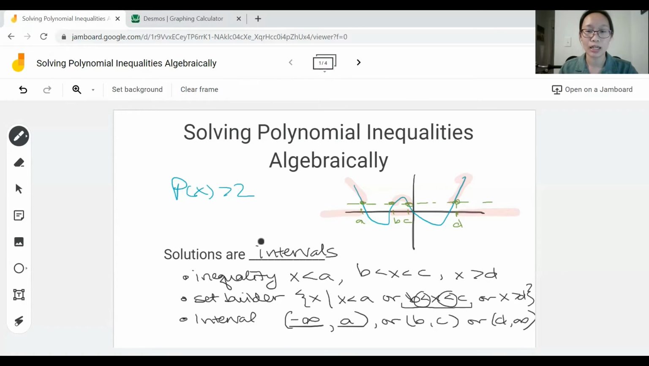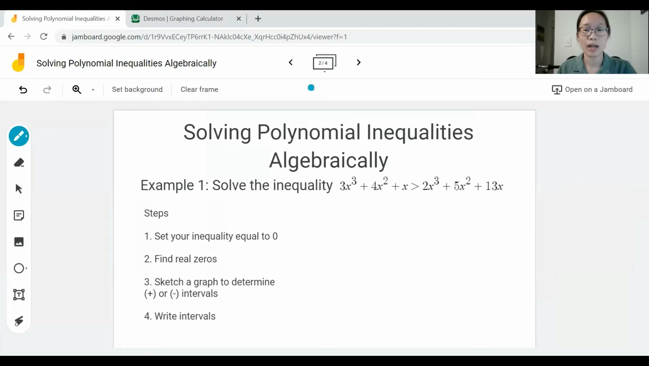Let's take a look at an example. In this example, we're asked to solve the inequality 3x cubed plus 4x squared plus x is greater than 2x cubed plus 5x squared plus 13x. When we solve an inequality algebraically, it's similar to solving an equation. So we're going to set our inequality equal to 0. Then we're going to find our zeros, and then we're going to do two extra steps. We'll sketch the graph to determine positive or negative intervals, and then we'll write out our final solution as intervals.